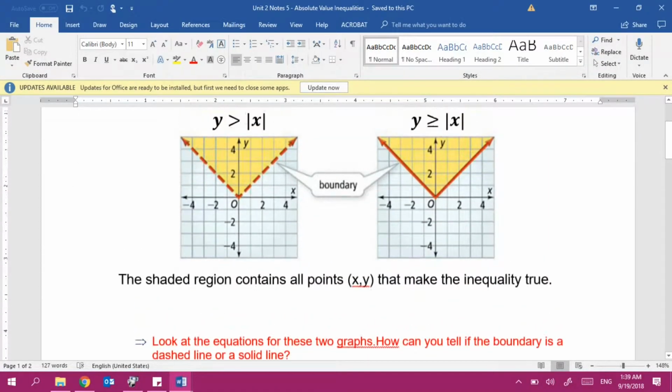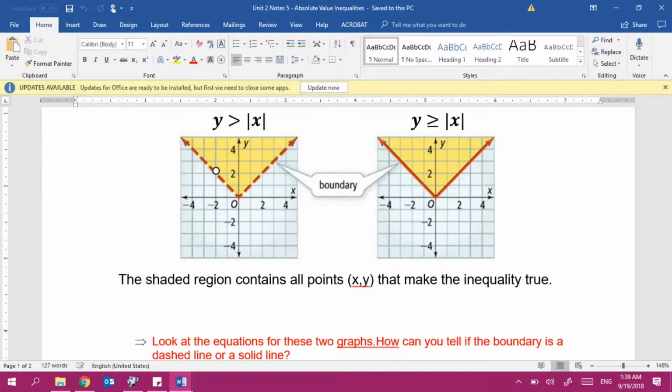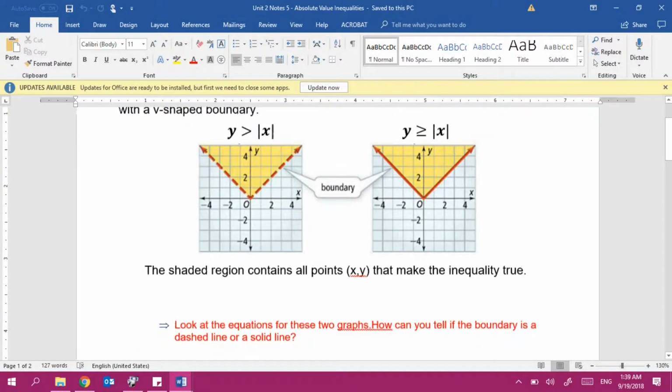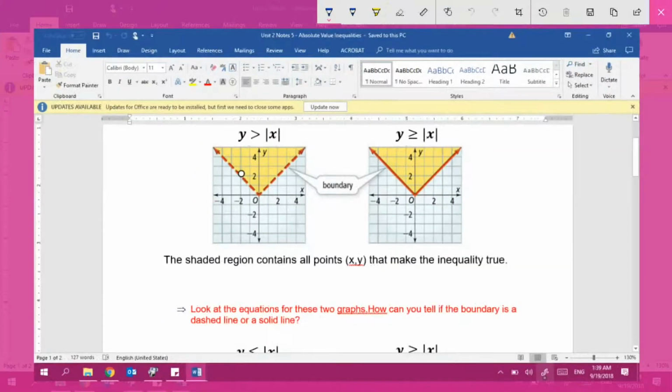All right, so now looking at the equations for these two graphs, y is greater than absolute value of x and y is greater than or equal to absolute value of x. How can you tell if the boundary line is a dashed line or a solid line? What gives that away? So if you look at the sign right here, just greater than, and then we've got the greater than or equal to. When it's just greater than, it's going to be the dashed line. When it's greater than or equal to, it's a solid line.